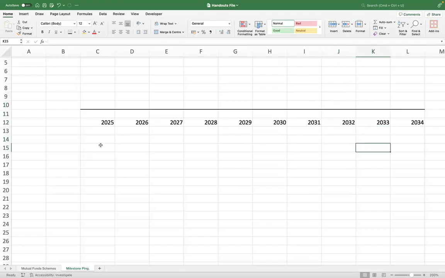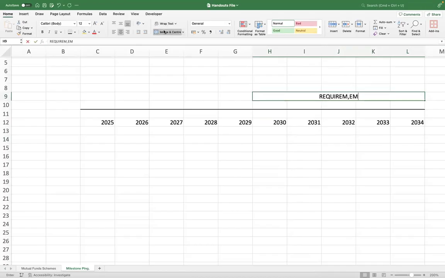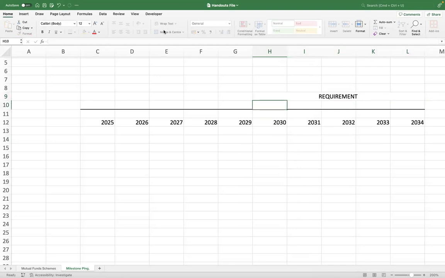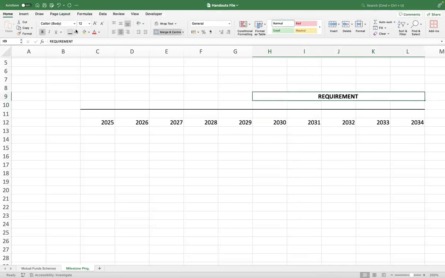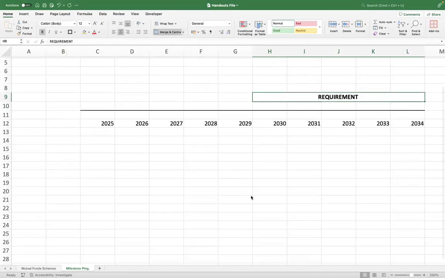Agree? Now, this part here is your requirement portion. This is what defines your financial requirement. So in this example, the financial requirement is a payment of 5 lakh rupees every year, starting from 30 until end of 34. And we need to plan for that. So that is also a milestone.